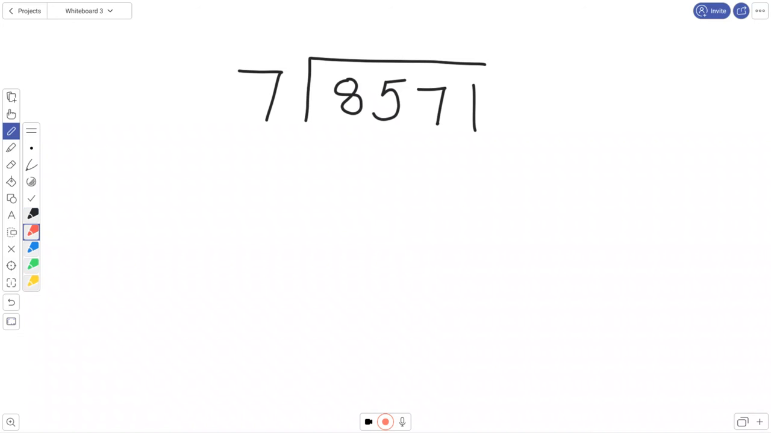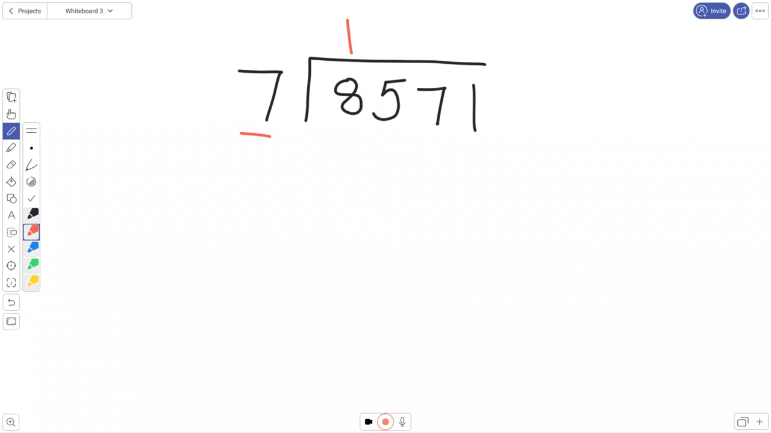So I've got this problem. It's 8,571 divided by 7. All right, so I'm going to start my process. This is our important number. I'm going to go one digit at a time as I go across this bigger number.